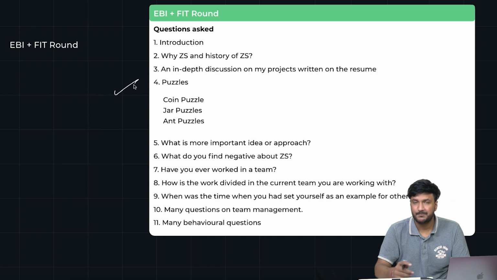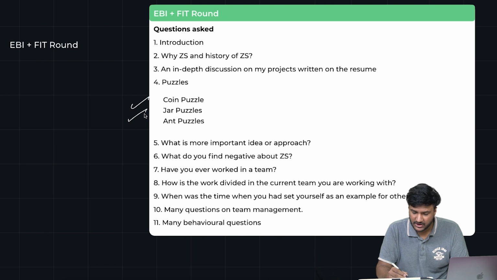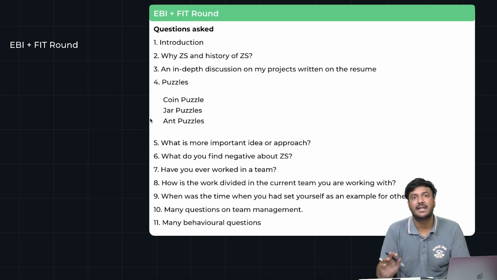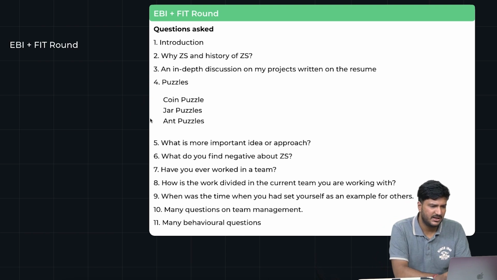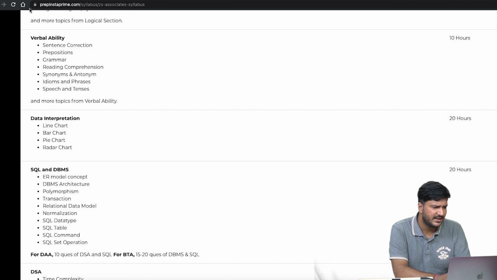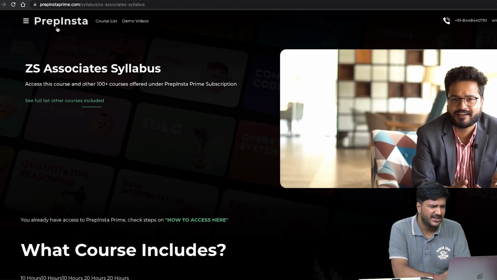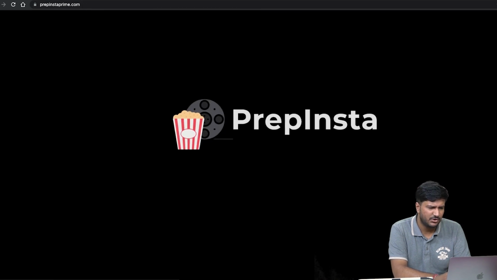Then there are puzzles. ZS interview is not complete without asking puzzles. So this student was asked coin puzzle, jar puzzle, ant puzzle. So again, we have a puzzle course on Prep Insta, and this is also there in our ZS Associates course. I'll just very quickly show you that. So there's a puzzle course already on Prep Insta.